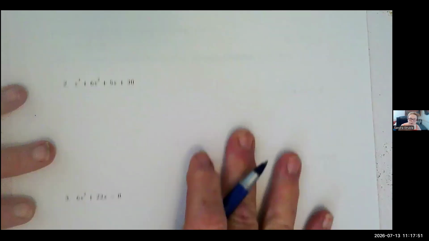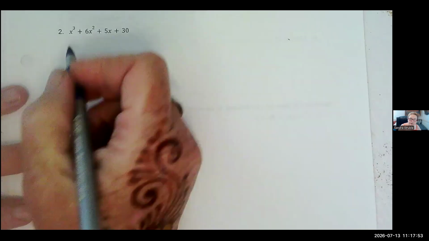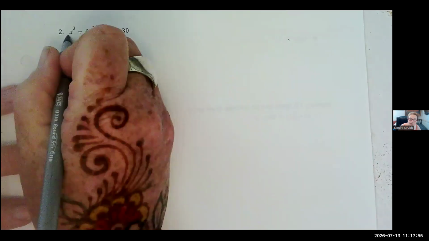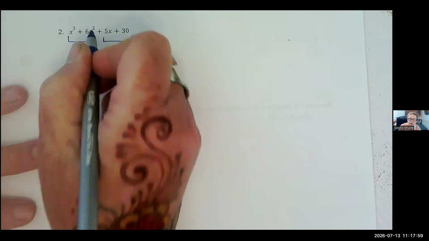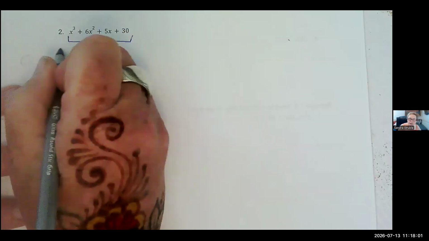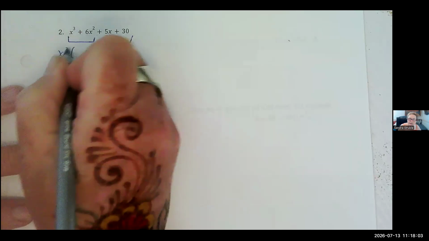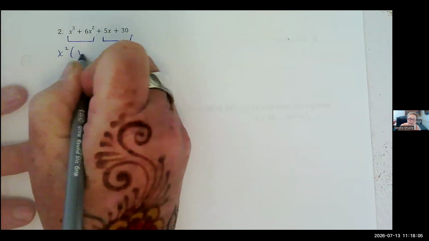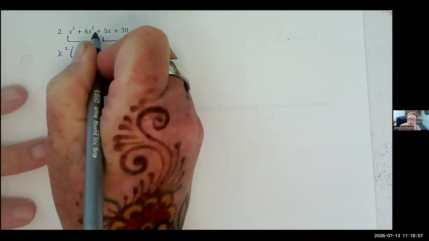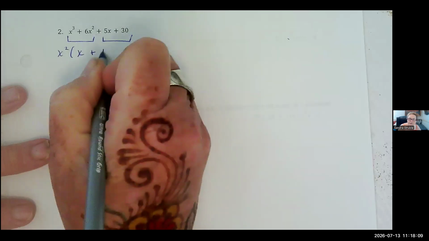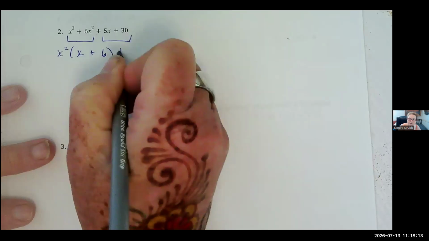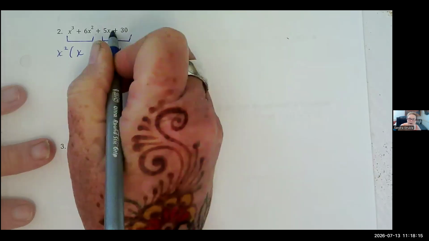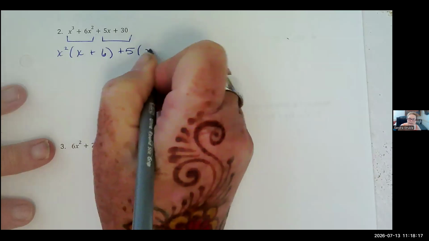There's 4 terms, so automatically I'm going to look at the first 2 terms and then the last 2 terms. The first 2 terms, what do they have in common? That's going to be x squared. Factoring out x squared from x cubed, you're left with an x, plus factoring out x squared from 6x squared, you're left with a 6. Looking at the second 2 terms, they have a 5 in common, so I'm factoring that out. Factoring 5 from 5x, I'm left with x. 5 from 30, I'm left with 6.